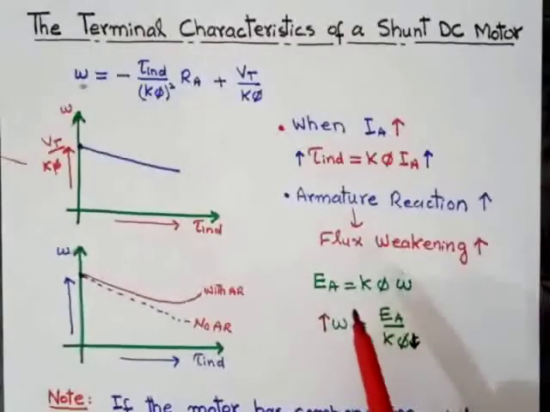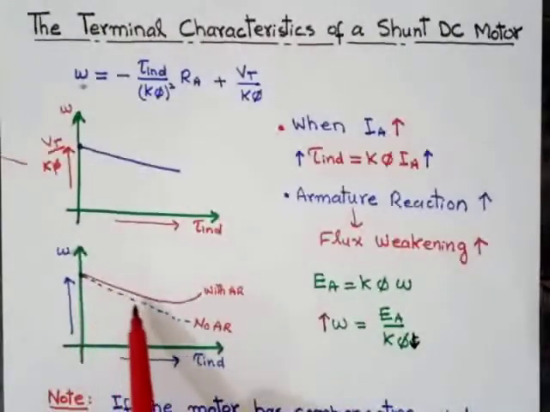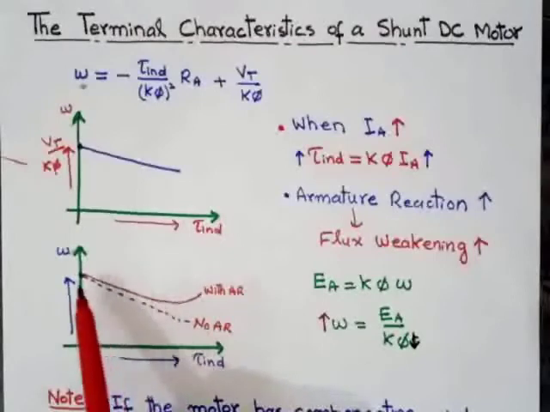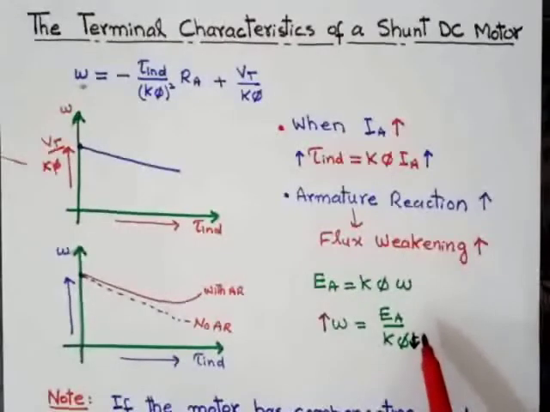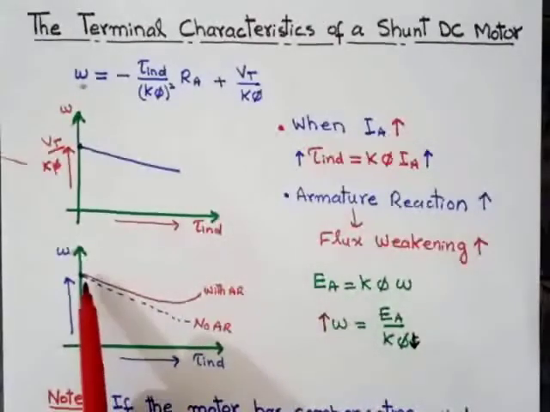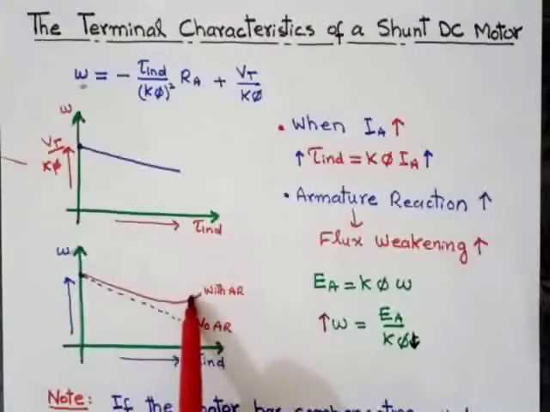As you can see in this figure, when we increase the load, the speed of the DC shunt motor is decreasing. If there is no armature reaction, then the plot will be linear. If there is armature reaction, as we know, the flux starts to decrease. The relationship between flux and speed is inversely proportional, so when the flux decreases, the speed omega will increase. Now, the plot between omega and tau induced will be like this. After some time, the speed will start to increase as well with armature reaction.